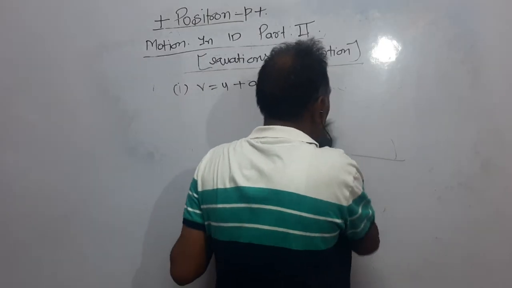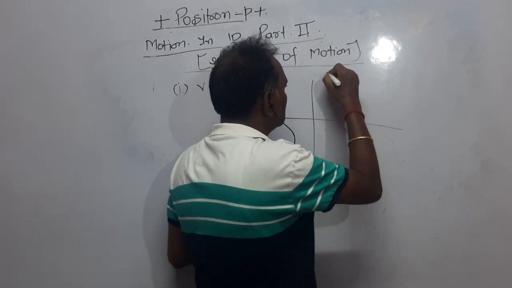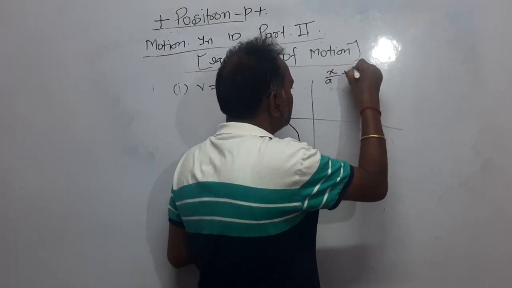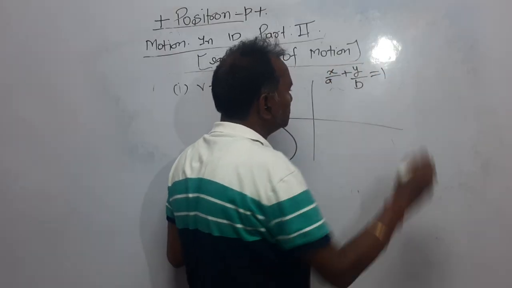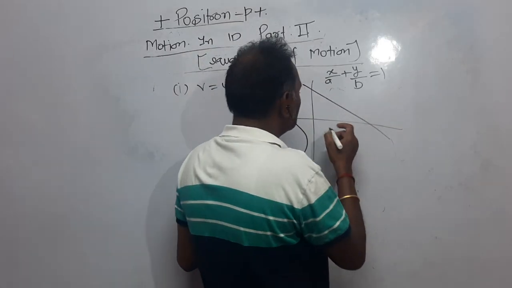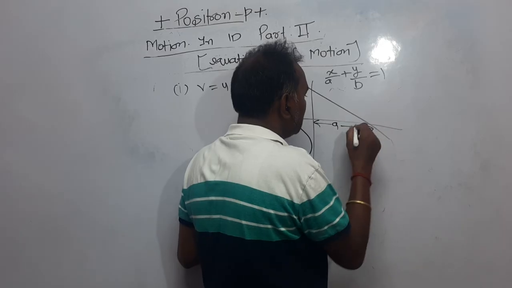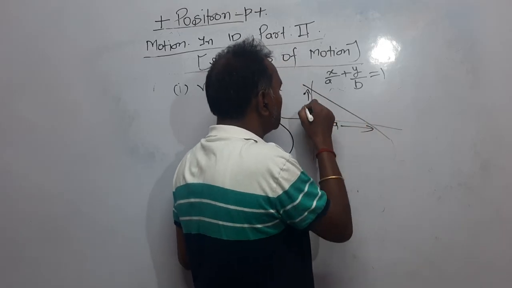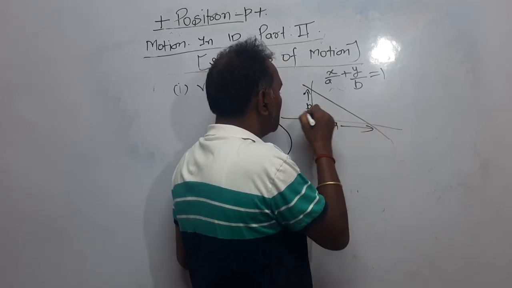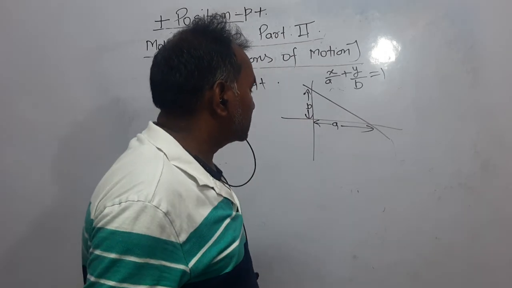The equation of a straight line is x/a + y/b = 1. This is also a very general equation of a straight line, meaning your line has intercept a on the x axis and intercept b on the y axis.